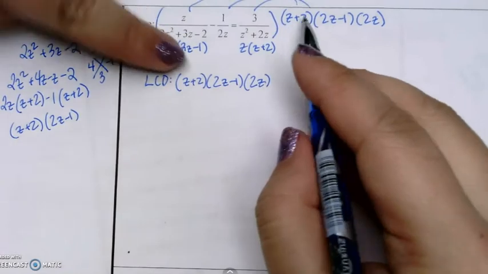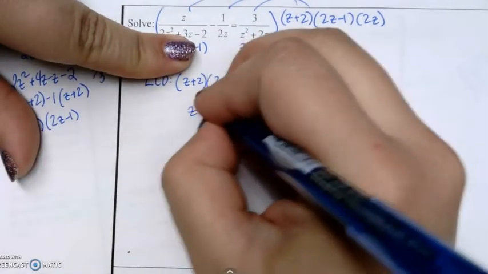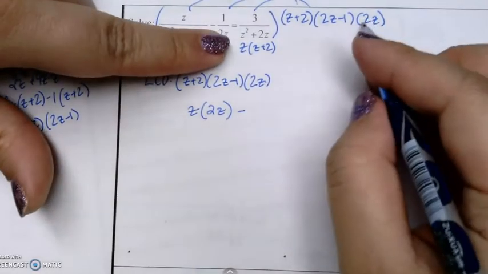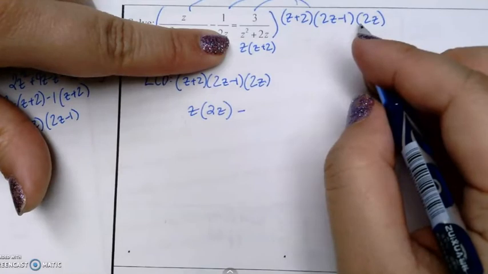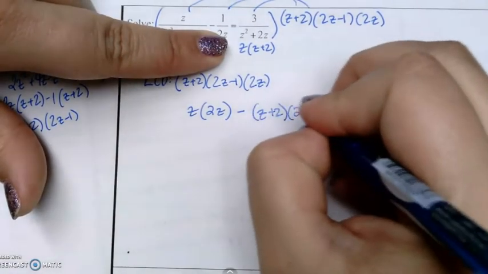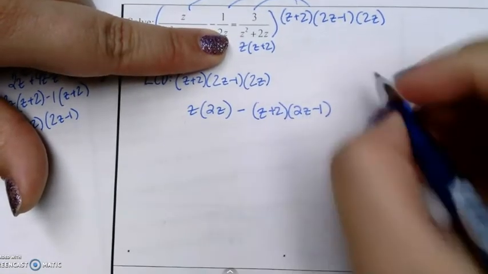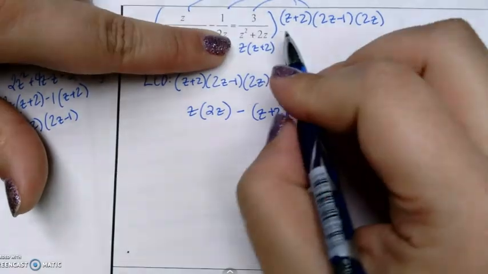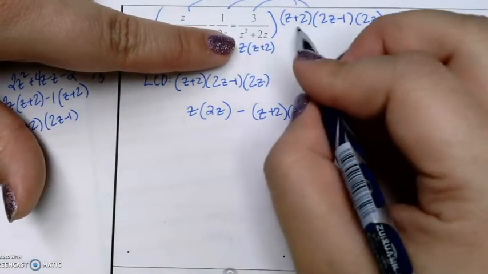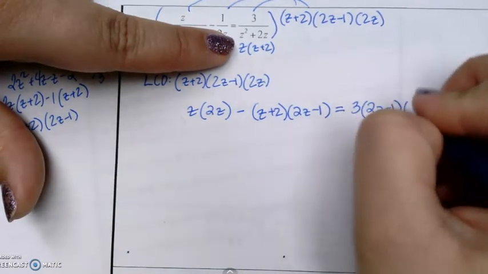So my first 2 factors of my LCD will cancel out with my first term, and we're left with z times 2z minus. The 2z will cancel out with my second denominator, so I have z plus 2 times 2z minus 1, which if you recognize, that's our first denominator, equals, and then here the 2 does not cancel, but the z does, z and z plus 2. So we have 3 times 2z minus 1 times 2.